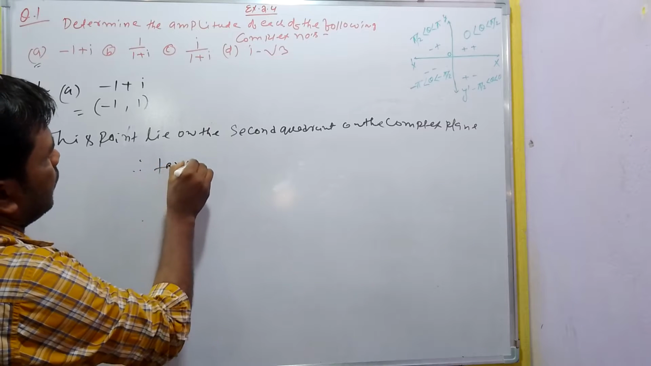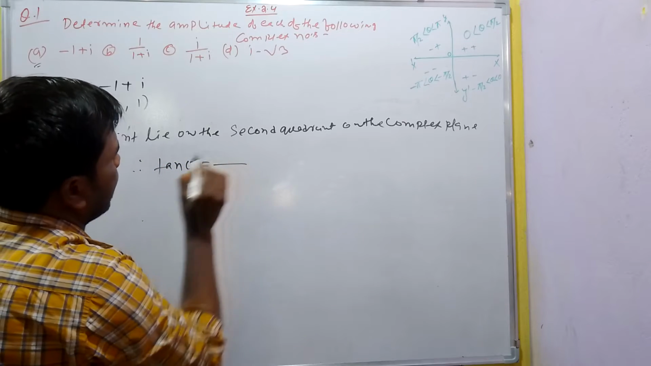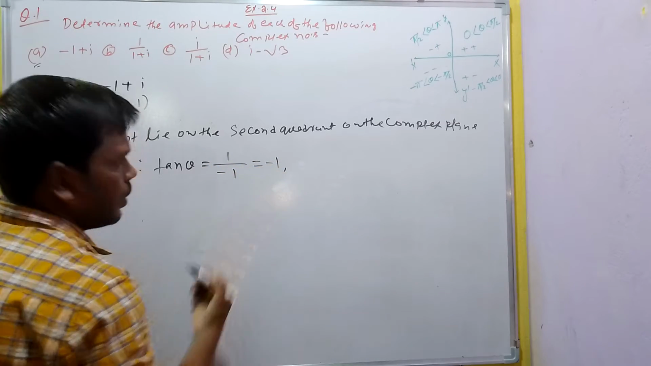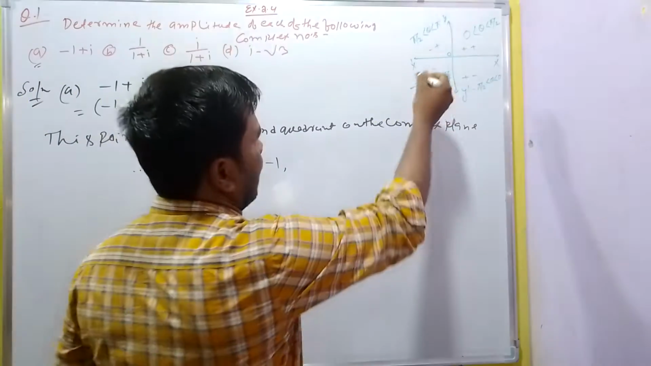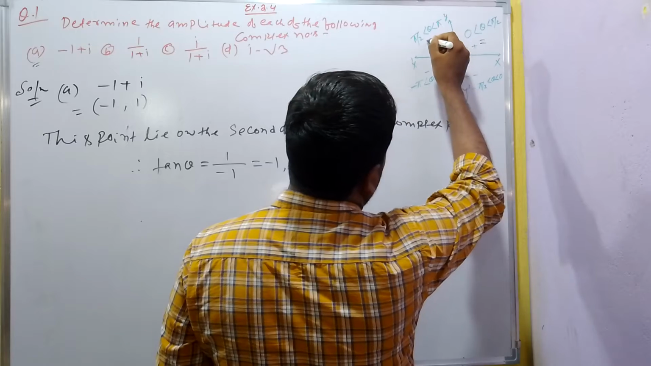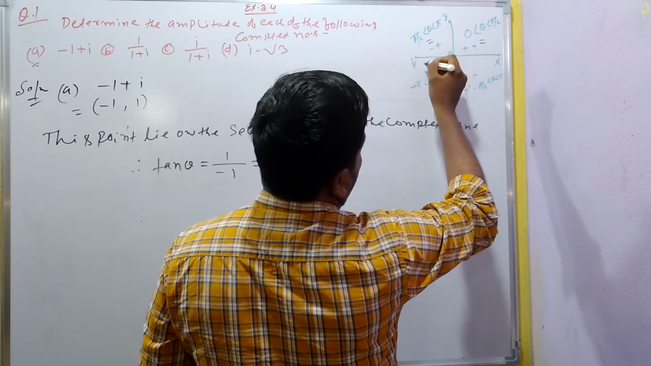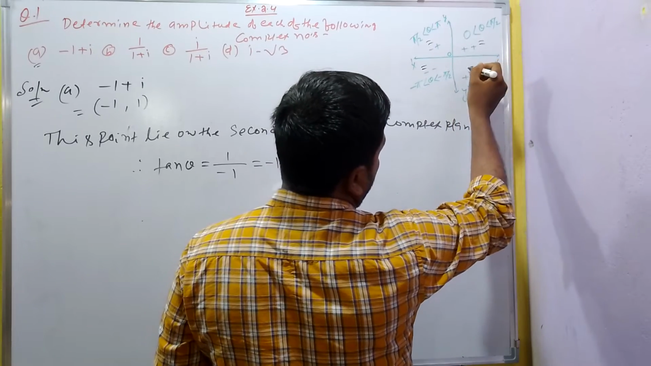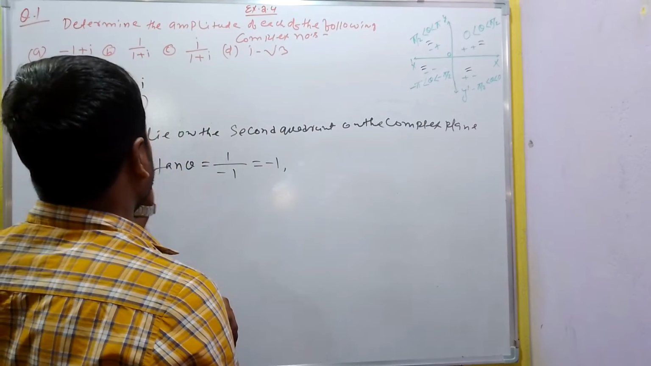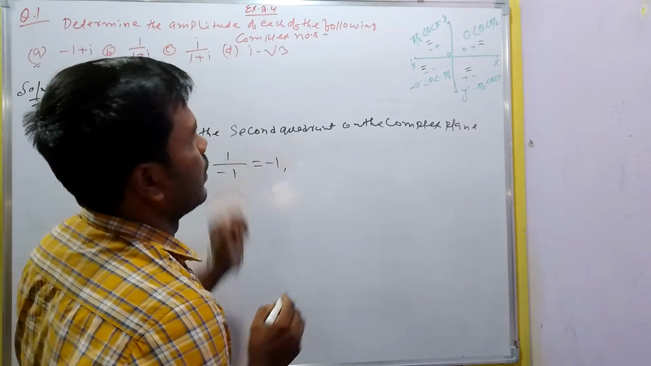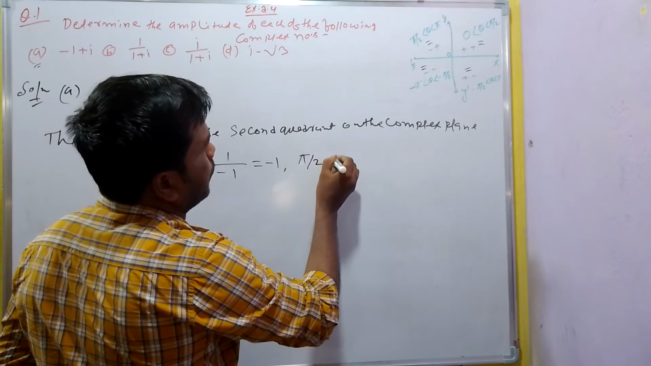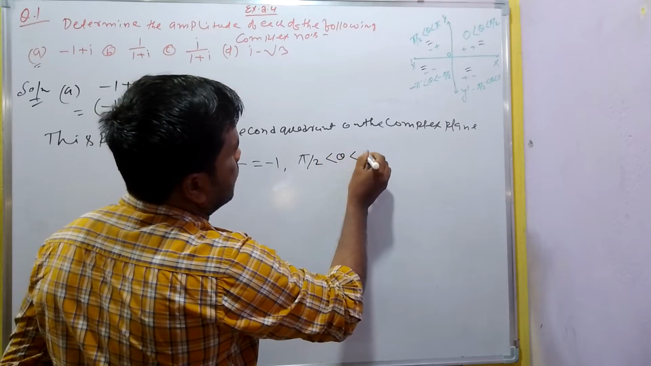Okay, so therefore you have to write tan theta equals b by a, that means 1 by minus 1, so equals minus 1. Now you can see this argand plane. This one first quadrant, then plus plus, this one second quadrant, then minus plus, this one third quadrant, then minus minus, and this one fourth quadrant, then plus minus. Okay, now this point lies on the second quadrant, so you have to write pi by 2 less than theta less than pi.